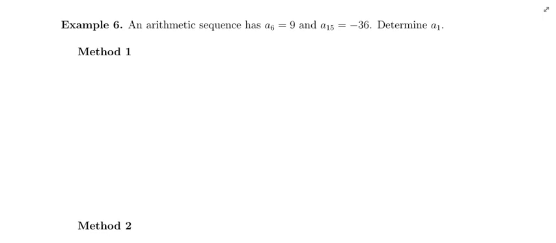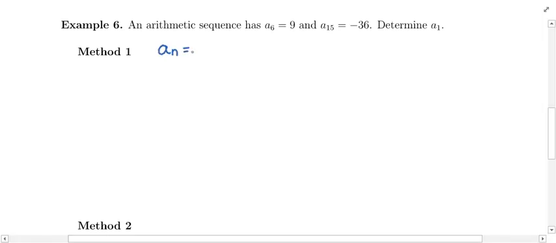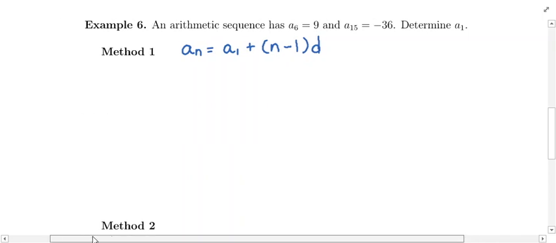In the first method, I am going to apply the very first formula we learned for computing the nth term of an arithmetic sequence. That's an is equal to a1 plus n minus 1 times d. How can I use this here? I know information about the sixth term and the 15th term, so I'm going to apply this formula to both of these terms. I'll start with A6.